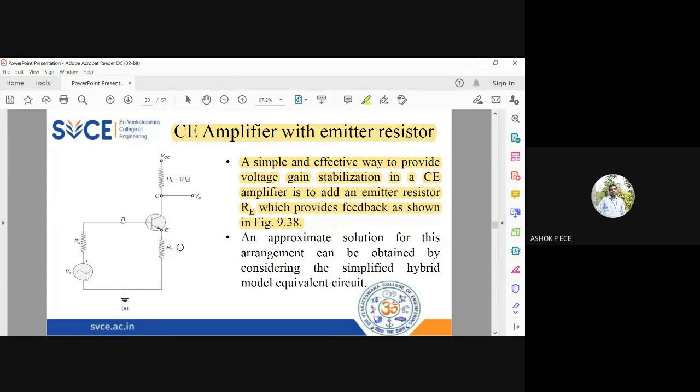Can anybody say what is the drawback of adding this emitter resistance? Advantage: the Q point is stabilized, my stability factor value is reduced, the collector current variation is almost negligible, it is constant. But what is the drawback in adding this resistance RE? Can anybody say that? What is the demerit of adding RE to this circuit?